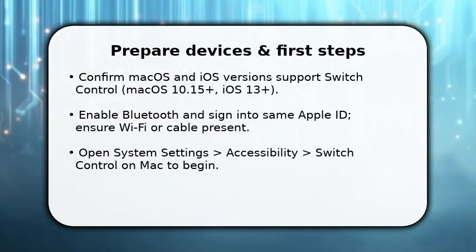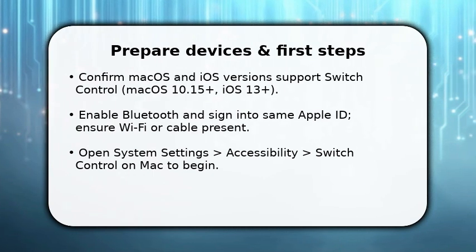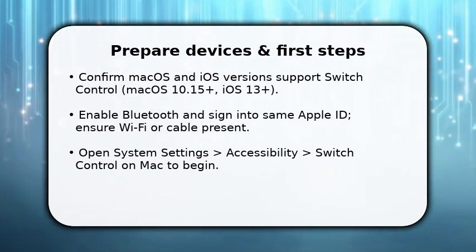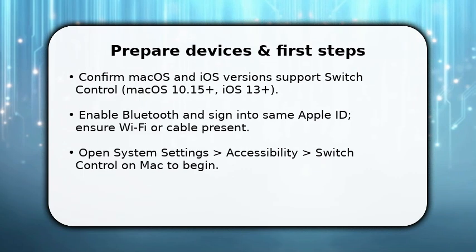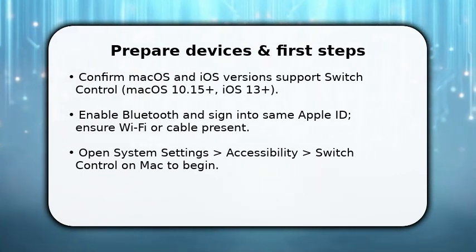On your Mac, open System Settings, go to Accessibility, then Switch Control. Turn Switch Control on and choose the option to connect to an iPhone. You're not done yet. Make sure your iPhone is unlocked and nearby so the pairing prompt appears immediately.